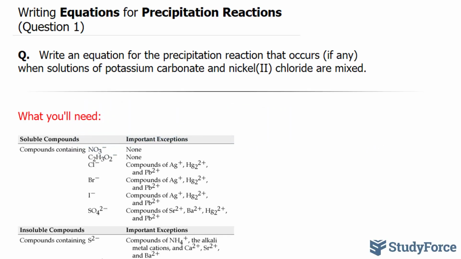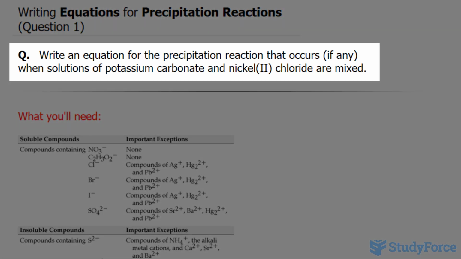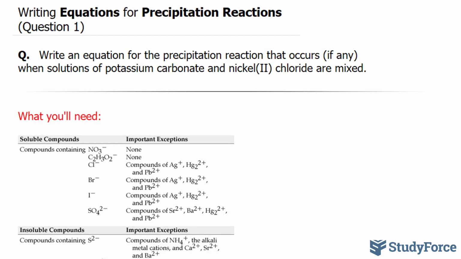In this lesson, I'll show you how to write equations for precipitation reactions. This is question number 1. The question reads, write an equation for the precipitation reaction that occurs, if any, when the solutions of potassium carbonate and nickel(II) chloride are mixed.